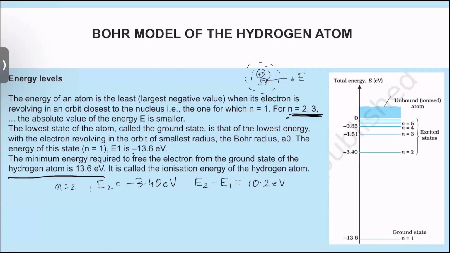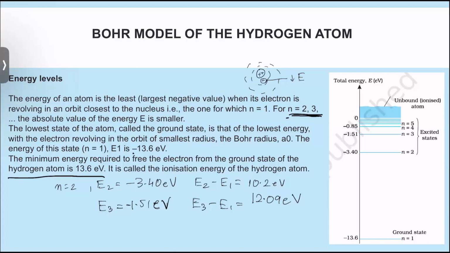Similarly, suppose we want to excite it to E3, and E3 is 1.51 electron volts. Again we are going to subtract, so the energy difference is going to be in eV. This means that to excite the hydrogen atom from its ground state, n=1, to n=3, we will need 12.09 electron volts of energy. And you can find this out for all different kinds of states.